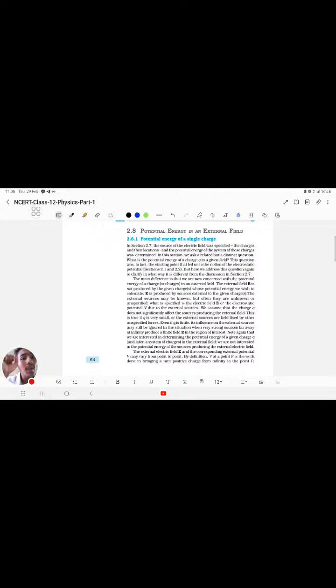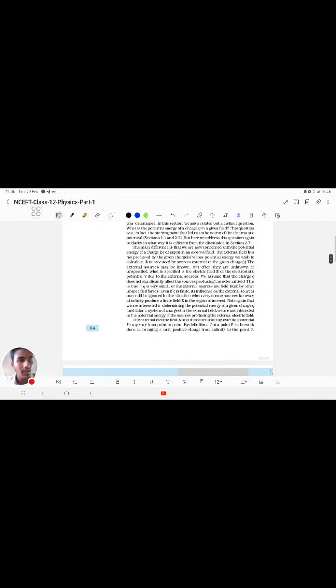This is true if q is very small and the external sources are held fixed by certain unspecified forces. Even if q is finite, its influence on the external forces may still be ignored in the situation when very strong forces far away at infinity produce a finite field E in the region of interest. Note again that we are interested in determining the potential energy of a given charge q in the external field. We are not interested in the potential energy of the sources producing the external electric field. We are only considering the small q charge.